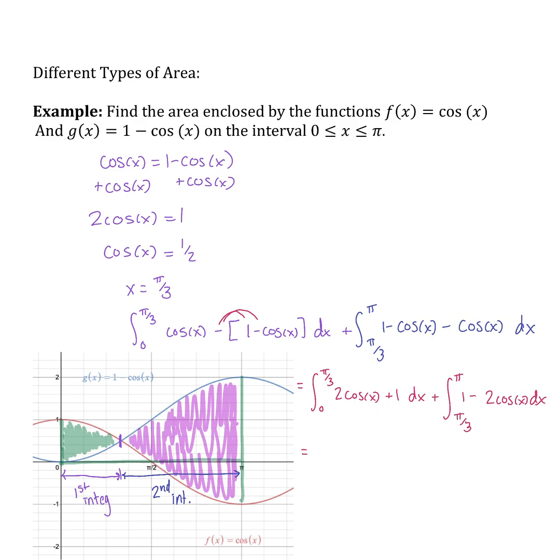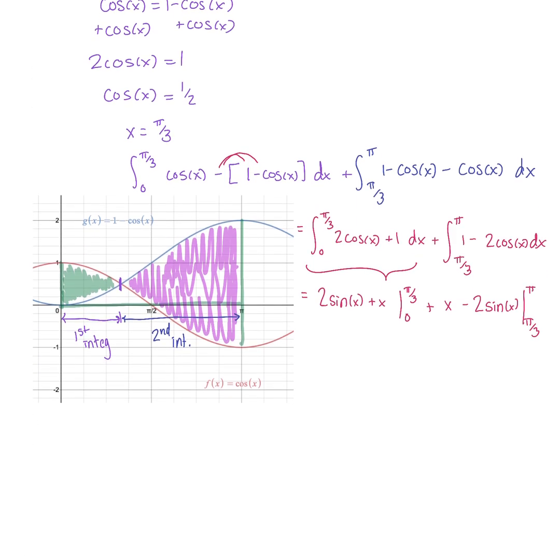So for our first one here, we are going to get 2 sine of x minus x from 0 to pi over 3. And our second one, we're going to get x minus 2 sine of x, and that's from pi over 3 to pi. And now it's just a matter of plugging everything in.